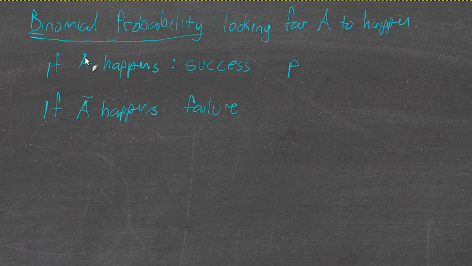And since either A happens or it doesn't, and that is everything, these are complements, and so this should be 1 minus P. All right, that's a binomial probability.